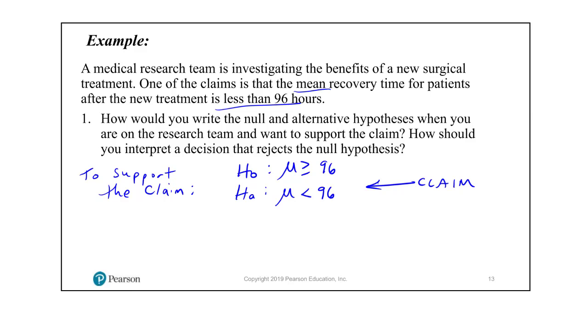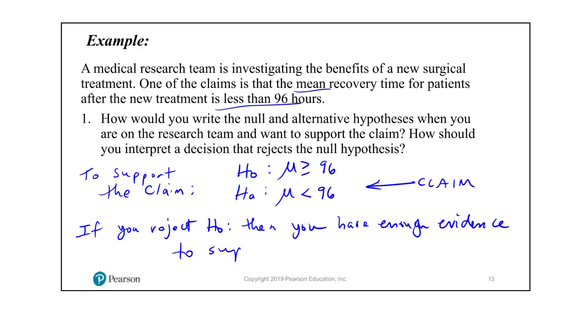So the second question says, let's say the decision ended up being reject the null hypothesis. If you reject H0, the null hypothesis, then we're in a support mode. We rejected, the claim is the alternative. We did reject the null, bringing us to the alternative. Then we could say you have enough evidence to support the claim that mu is less than 96.